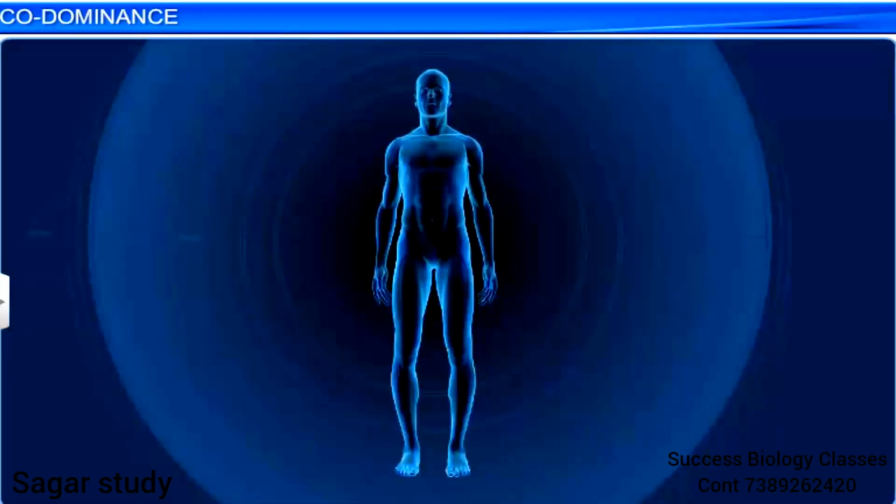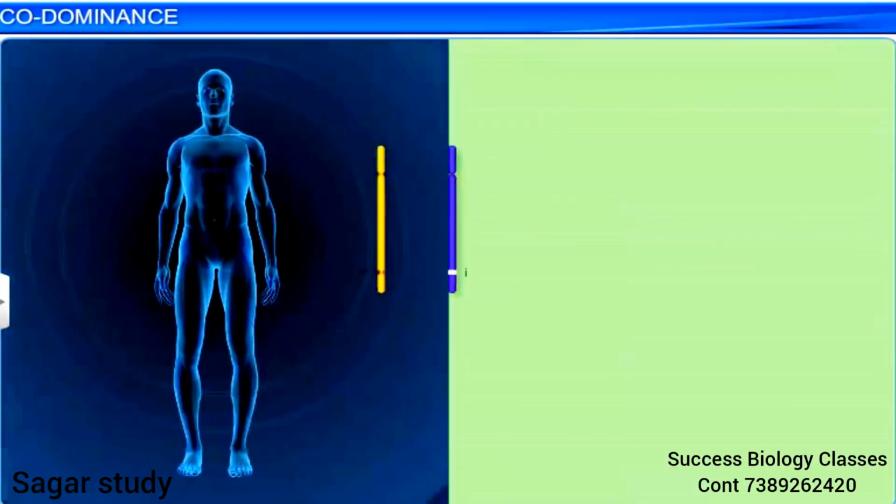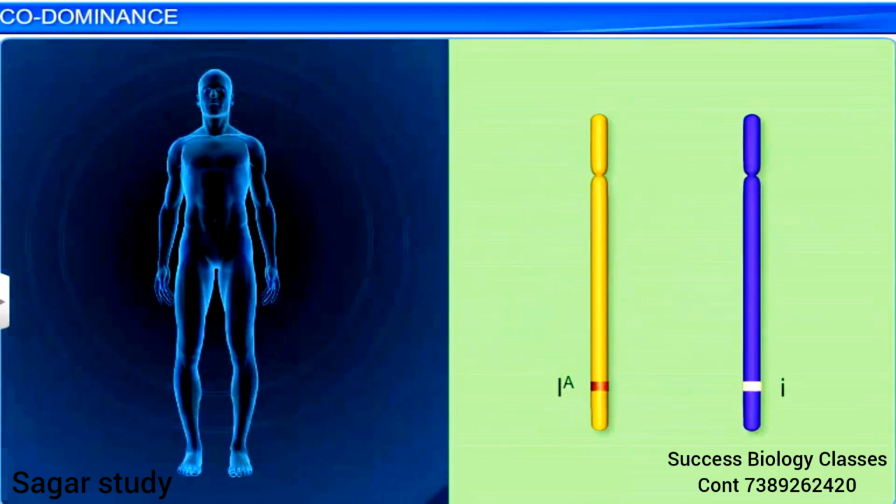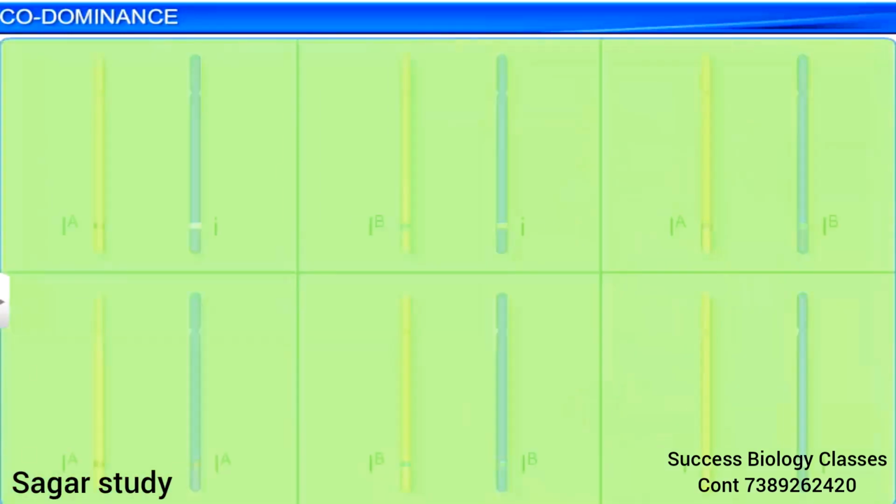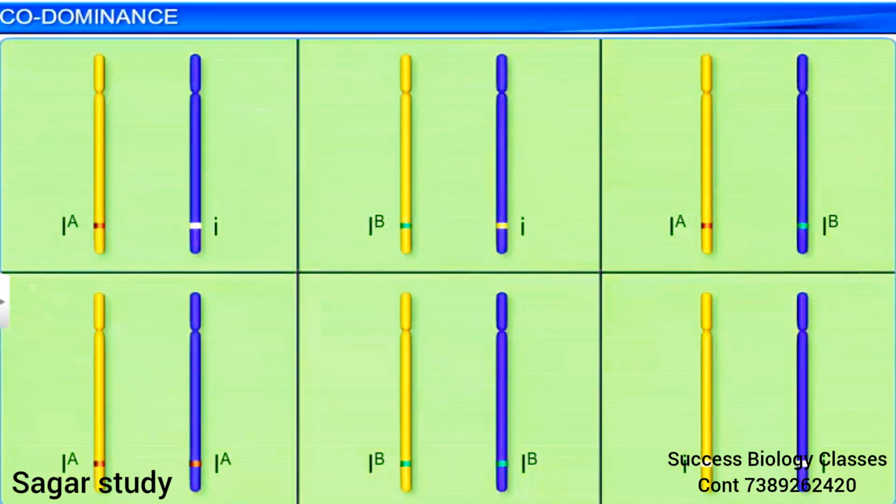Now, human beings are diploid organisms and hence possess only 2 of the 3 alleles of the gene I. Consequently, as you can see, there are 6 possible combinations of alleles.